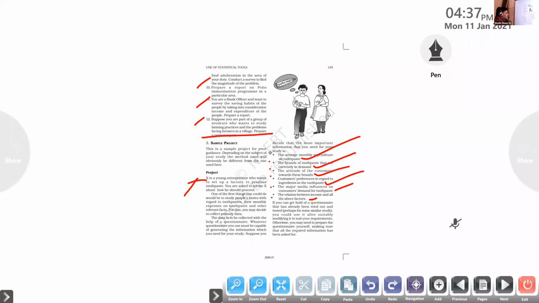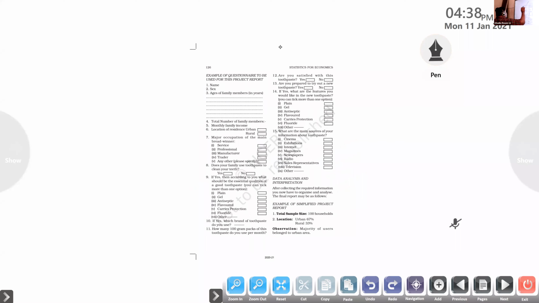All right. So here is an example of a questionnaire to be used for this project report. First of all, name, sex, age of family members in years. Clear? So that is the primary data. Then the total number of family members. Is this question relevant or not? Is it required? Age of family members in years is already there, so total family members also will be there, right or not? Yes or no?